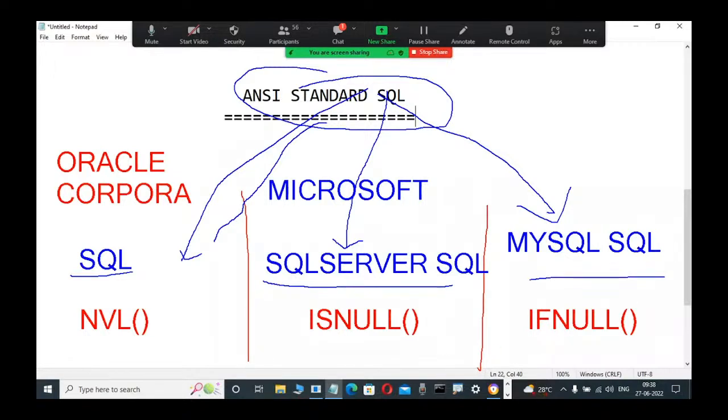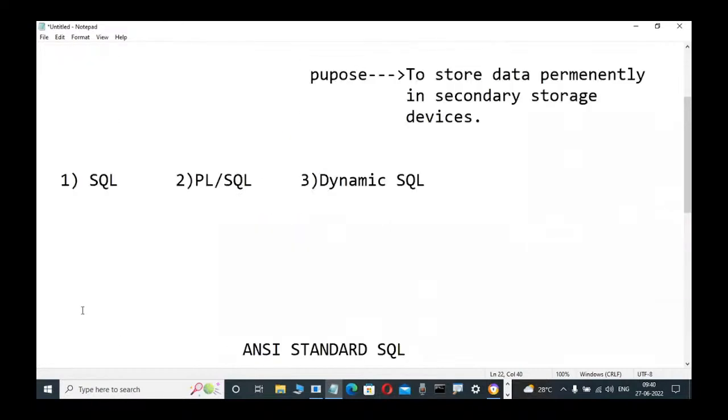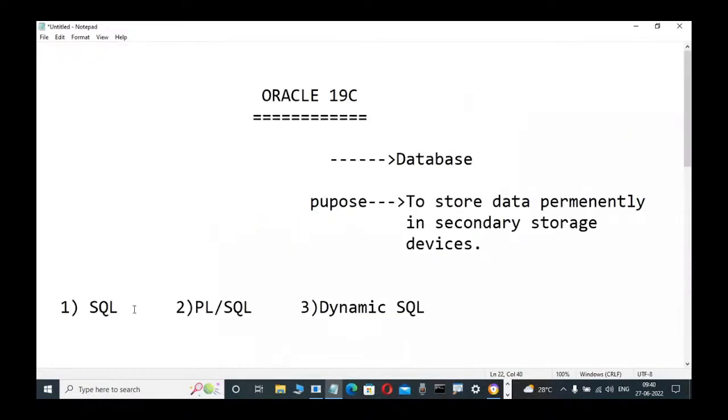Some are syntactically different, and functions are different. That's why always, SQL is an ANSI standard language which operates all relational databases. But unfortunately, from that ANSI standard SQL language, Oracle Corporation created Oracle SQL. In our course, we are learning Oracle SQL language. Understood the difference?